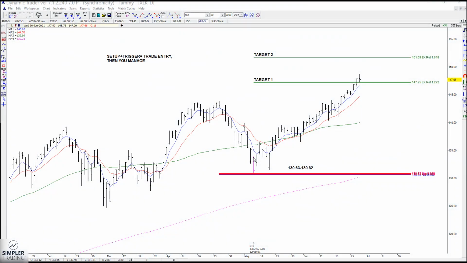Hey everybody, this is Tammy, the Fibonacci Princess, and tonight I want to give you an example of what a setup looks like in the Fibonacci room, okay?